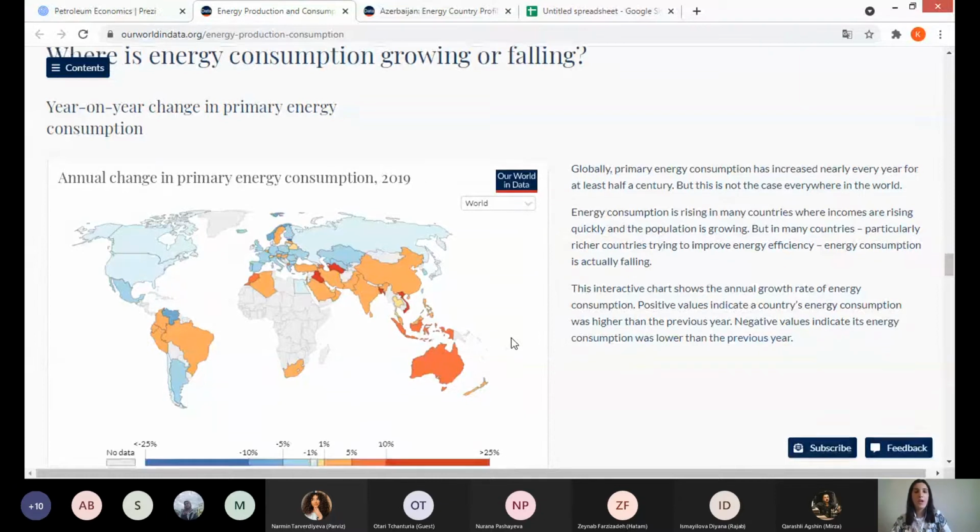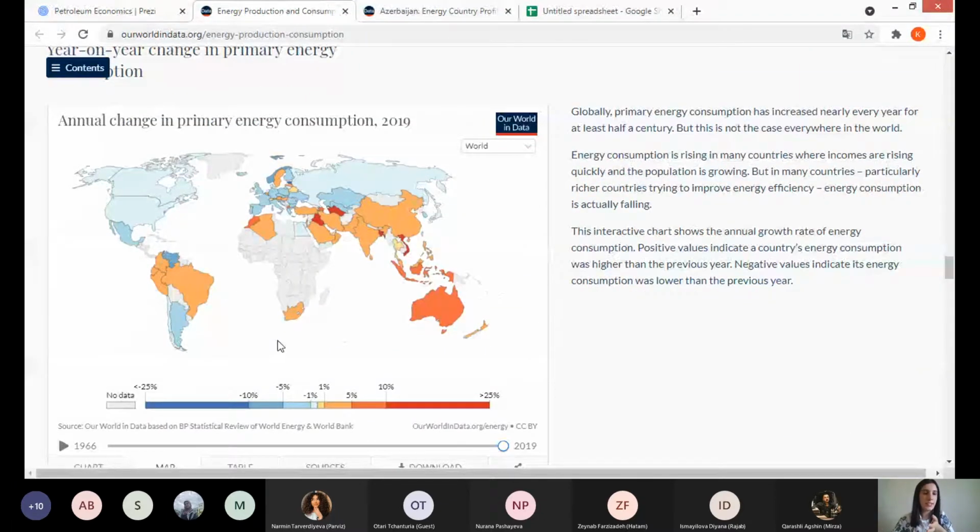What will happen in 2020, for example, we can see in Canada from 2018 to 2019, energy consumption decreased by approximately 1%, or exactly we can say 0.94. So it decreases. But we can see, for example, in Saudi Arabia, from 2018 to 2019, the energy consumption increased by 1.70%.